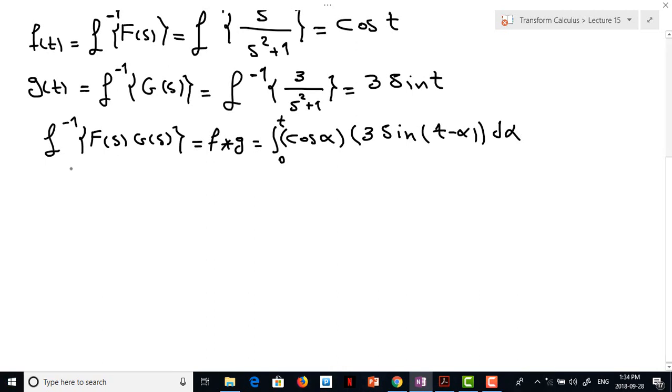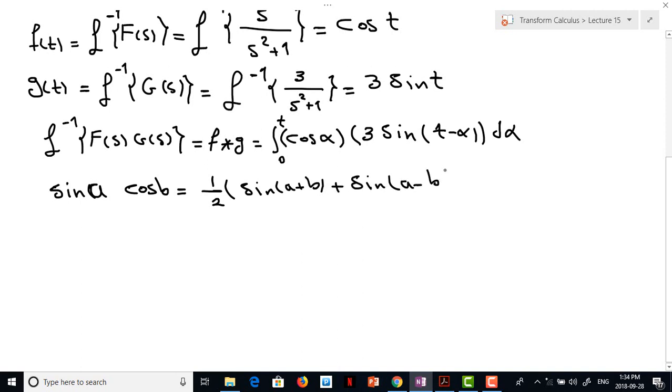So if you look at the formula sheet, you can see the trigonometric equations. So sine a times cosine b is equal to half sine (a plus b) plus sine (a minus b).